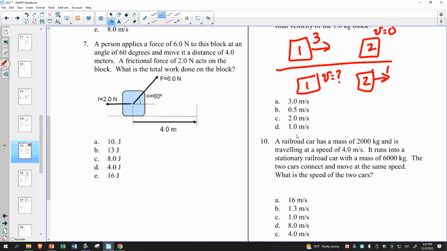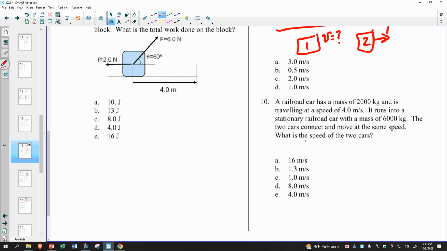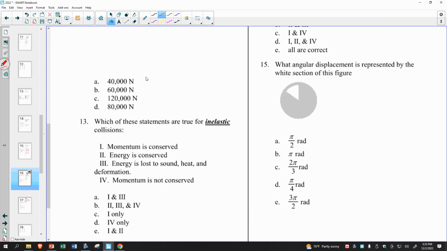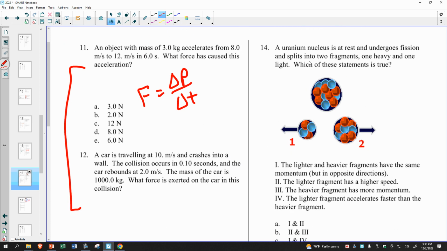All right. Another conservation of momentum problem. This is Newton's second law, F equals delta p over delta t. There's a couple of those, 11 and 12 right there. And then some about elastic and inelastic collisions.